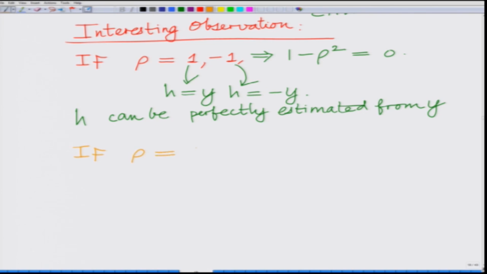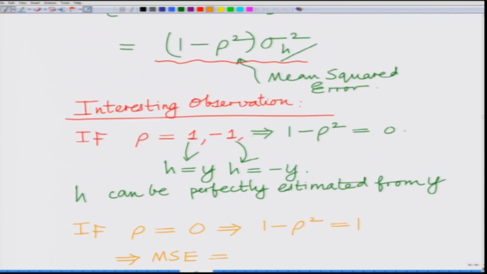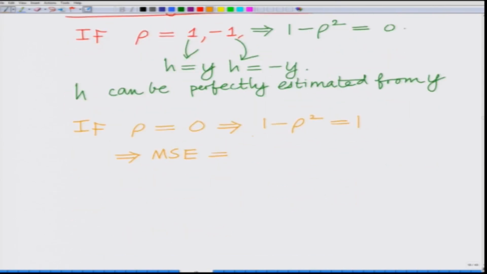Now, consider the other scenario, if rho is equal to 0, that implies the correlation between H and Y is 0, which implies 1 minus rho square equals 1, which implies the MSE equals, what is the MSE? You can see 1 minus rho square is equal to 1, so with rho equal to 0, the MSE is simply sigma H square, the mean squared error is simply the initial variance.